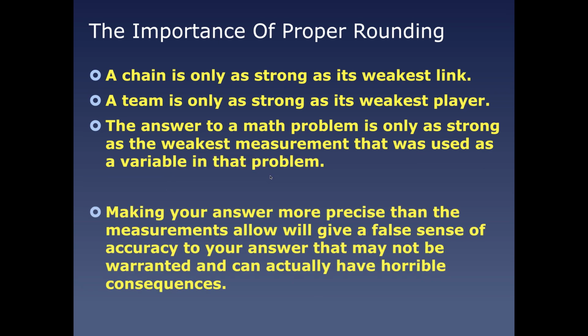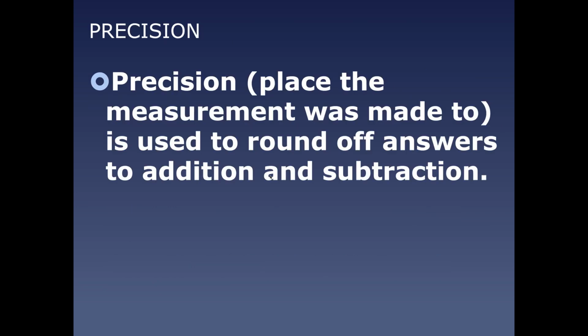So you have to make sure that your answer is only as good as the worst measurement that went into the math equation. Because if you make your answer more precise, it's going to give a false sense of accuracy that may have bad consequences down the road. So, what is precision? Well, as you saw in the last video, precision is the place you record your measurement to. It's one place smaller than the device is marked to. We use precision to round off answers to addition and subtraction problems.